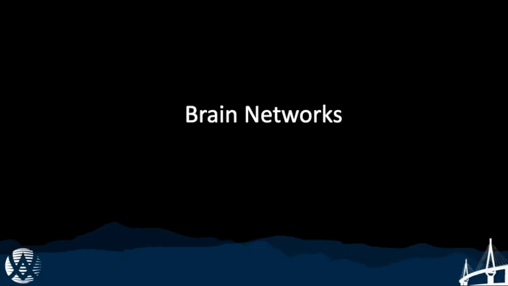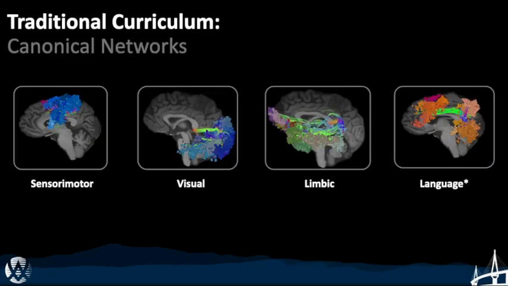So talking about brain networks, this is what we would consider the traditional curriculum, what are considered the canonical networks. That is obviously extremely familiar to anyone doing any type of brain surgery: sensory motor, the visual network, limbic, which of course is a network and something that we may be a little bit less mindful of, if you will, and language, which has an asterisk there because it's technically considered a sub-network because of the way it integrates into other networks.